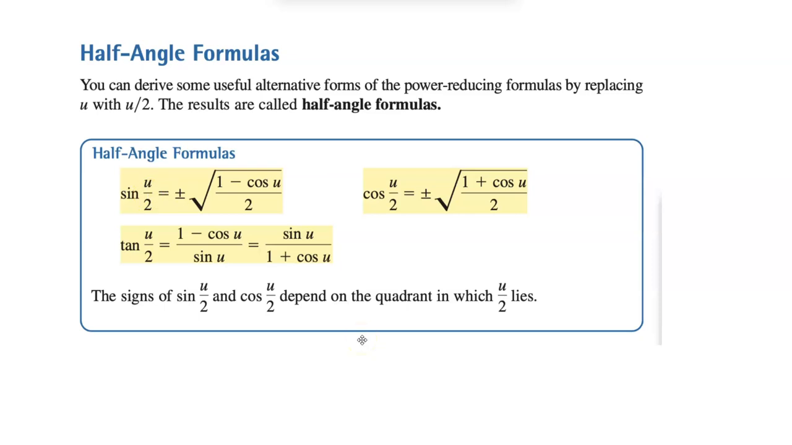So for example, I know cosine 30 is an angle I know. Well, the 30 is the u. So what you could use with this is actually figure out what cosine of 15 is.